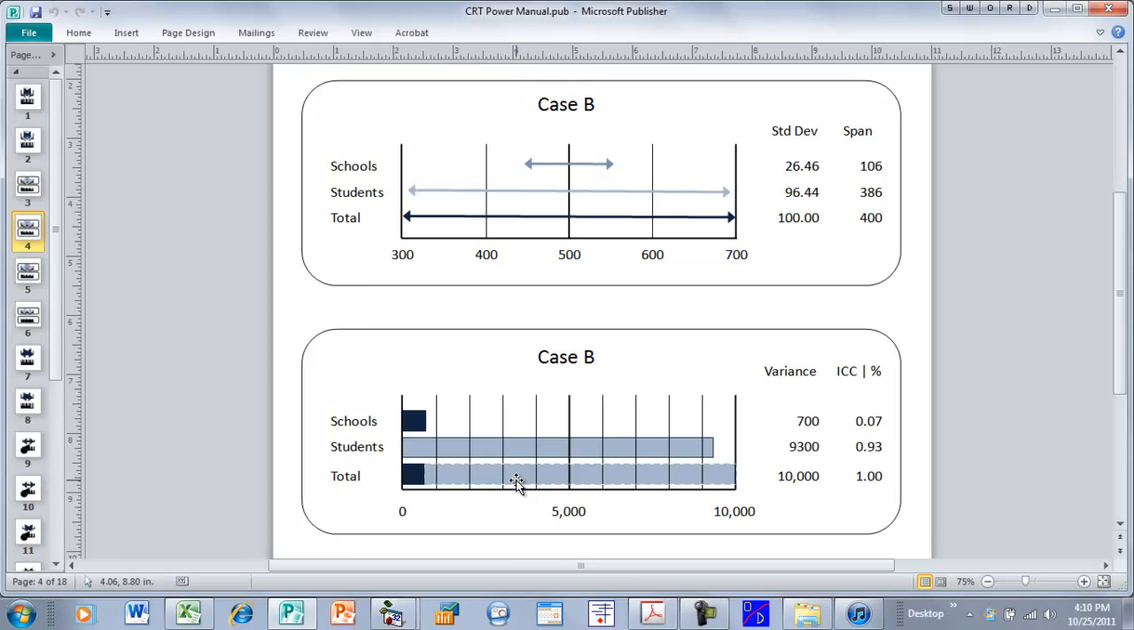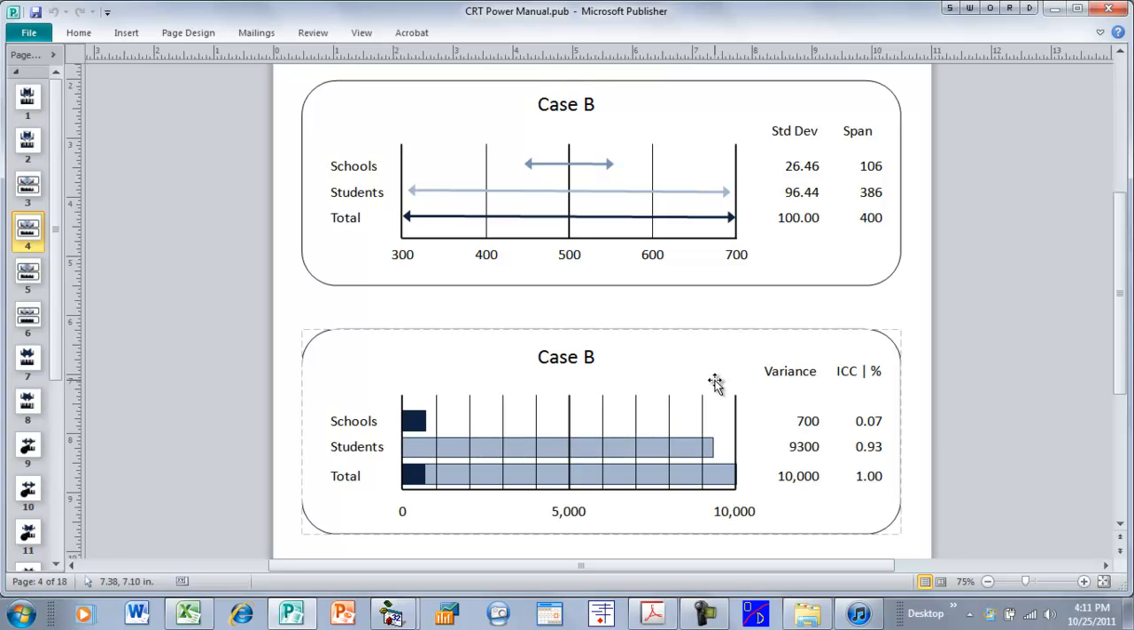And as I explained in the text, these two components are additive, so we can simply add one to the other to get the total. Obviously, we cannot do that with standard deviations. The standard deviations are not additive. So whenever we're trying to partition components, we're always working with a variance.